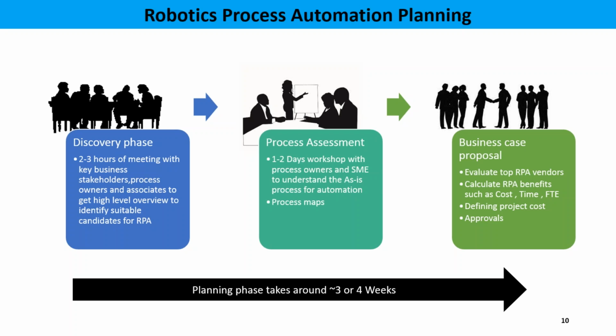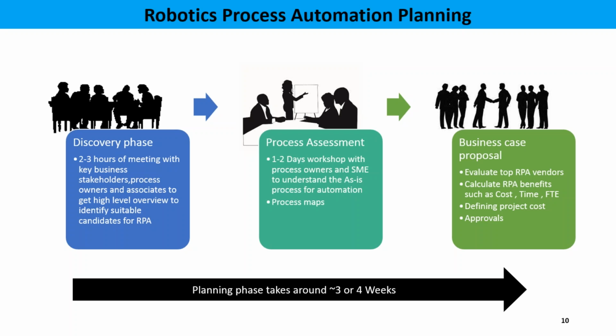The business case proposal evaluates the top RPA vendors. Here you have to evaluate whether you can work in this application, whether you'll be able to implement Automation Anywhere, Blue Prism, UiPath, or Workfusion. Here you have to take that call. You have to calculate the RPA benefits, the cost, time, and full-time employee release. So you have to define the project cost, and after that you can take the approvals.